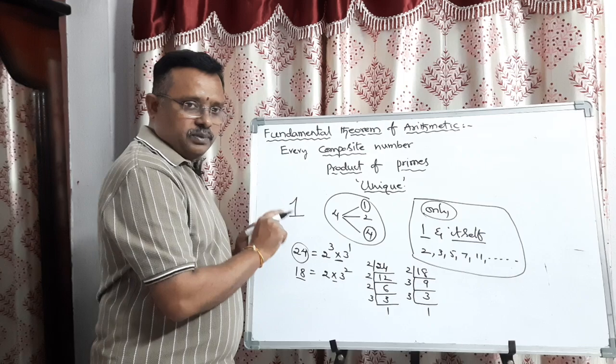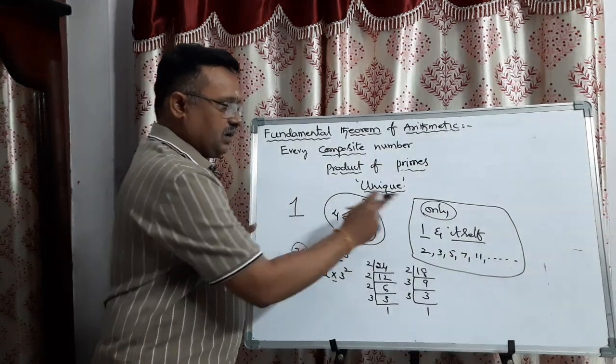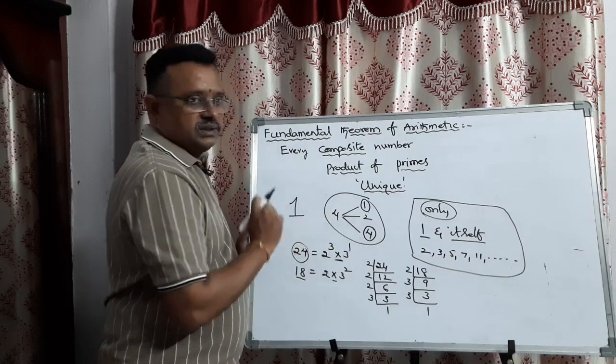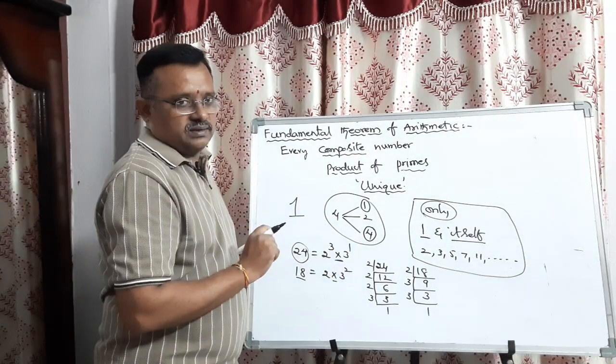Remember this one, very important. 1 is the first natural number which is not prime, not composite. 1 is neither prime nor composite. Remember this one. Okay, right.